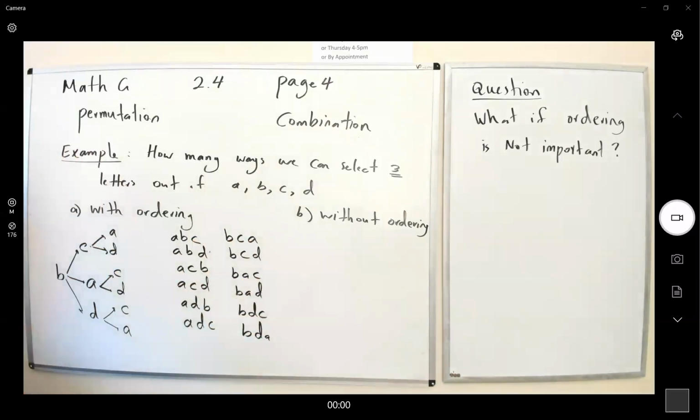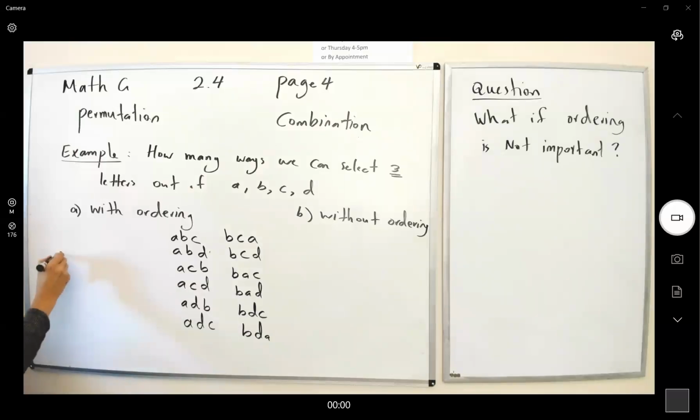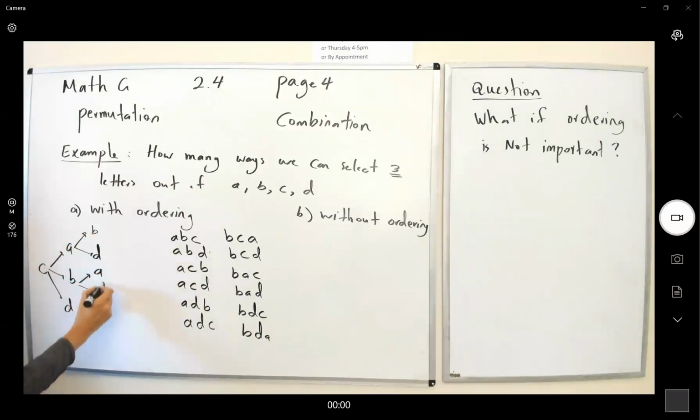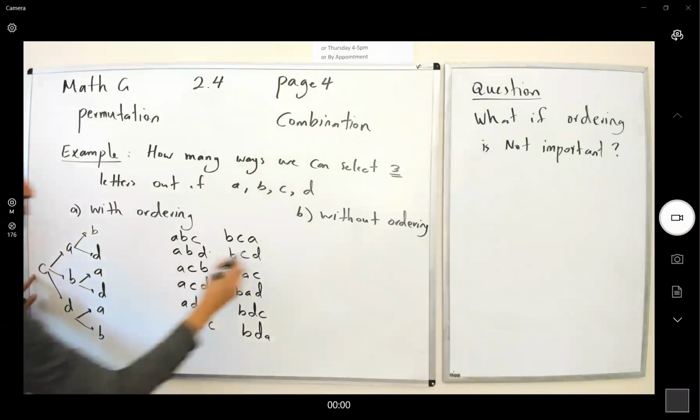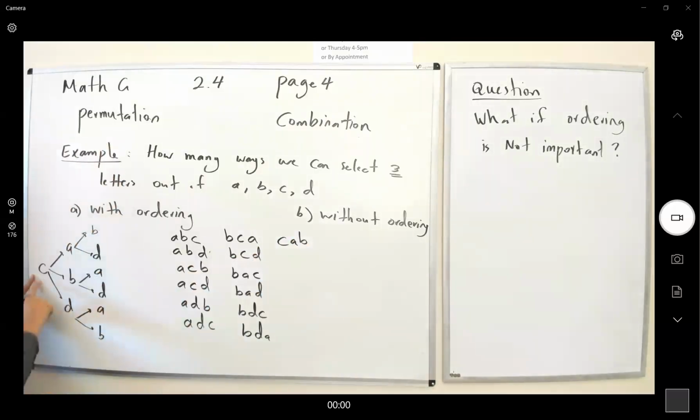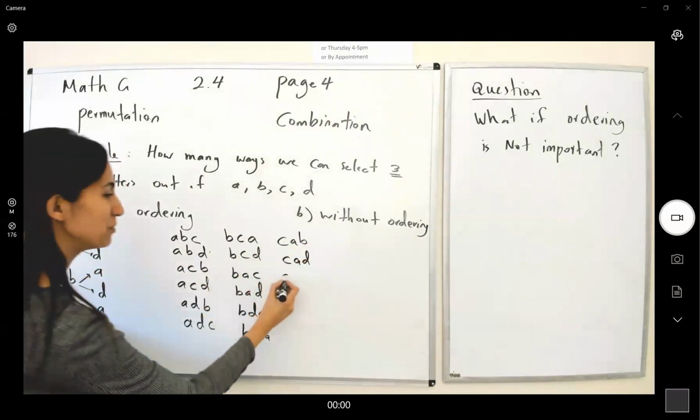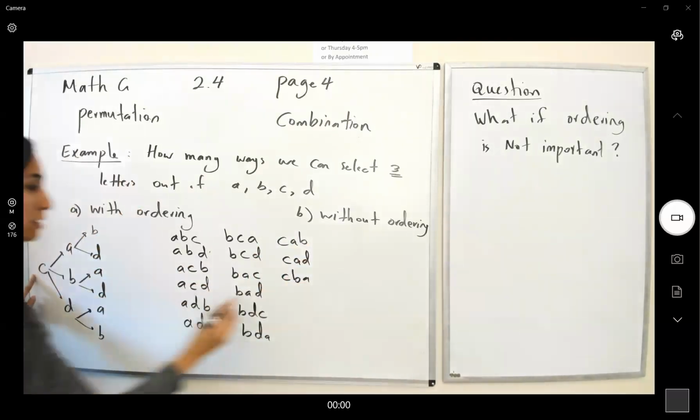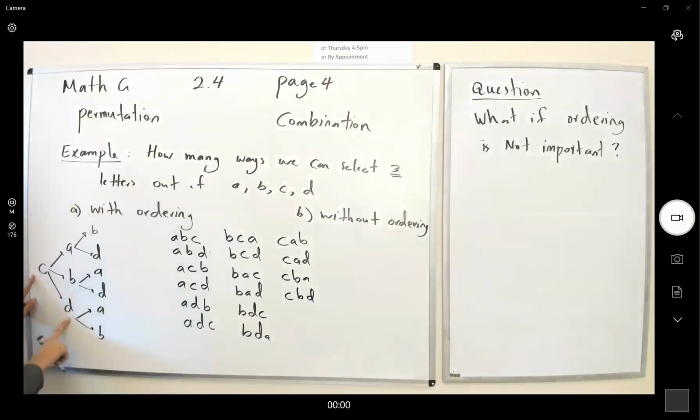Very well. Next one, C. For C, we have these options: A, B, and D. After A, you can select B or D. After B, you can select A or D. After D, you can select A or B. So you have CAB, then you have CAD. Ordering is important for us. CBA, then CBD, then CDA, then CDB.